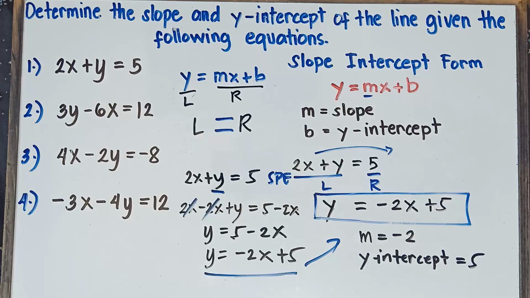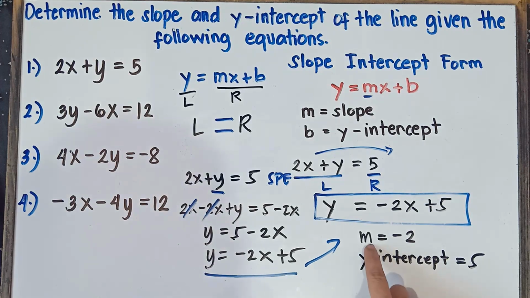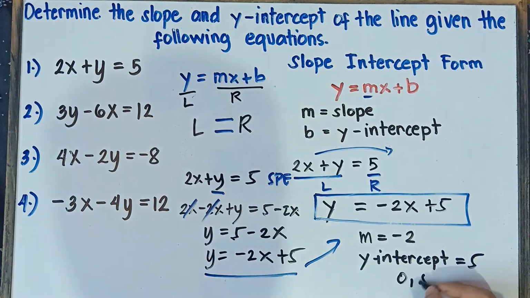That's it, class. That's the answer with regards to example number 1. Our slope would be m equals negative 2. So our slope is negative 2. The y-intercept would be positive 5. Now, if the teacher asks you to find the ordered pair of the y-intercept, your answer, class, would be 0 and then 5.